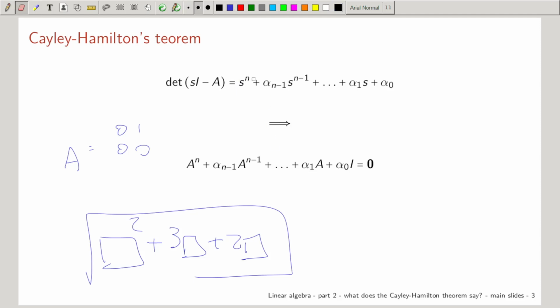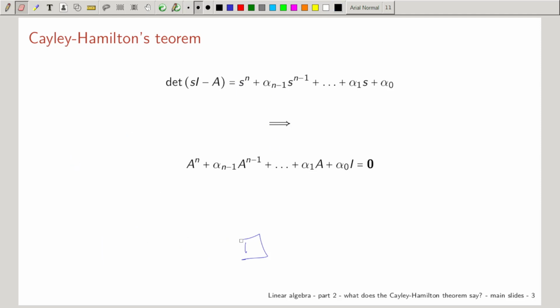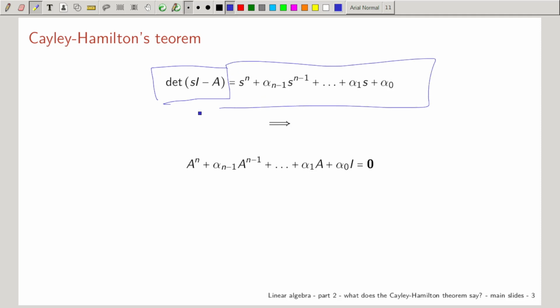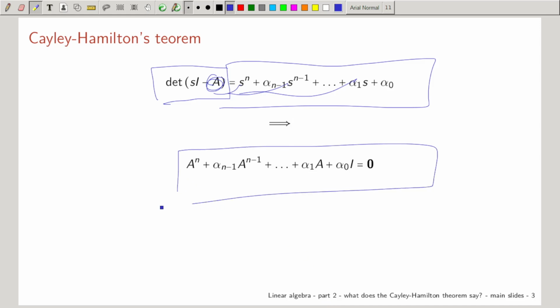Very interesting thingy. Cayley Hamilton theorem says, I take the characteristic polynomial that will be something. If I take this A and I plug it in, I'm going to get 0.